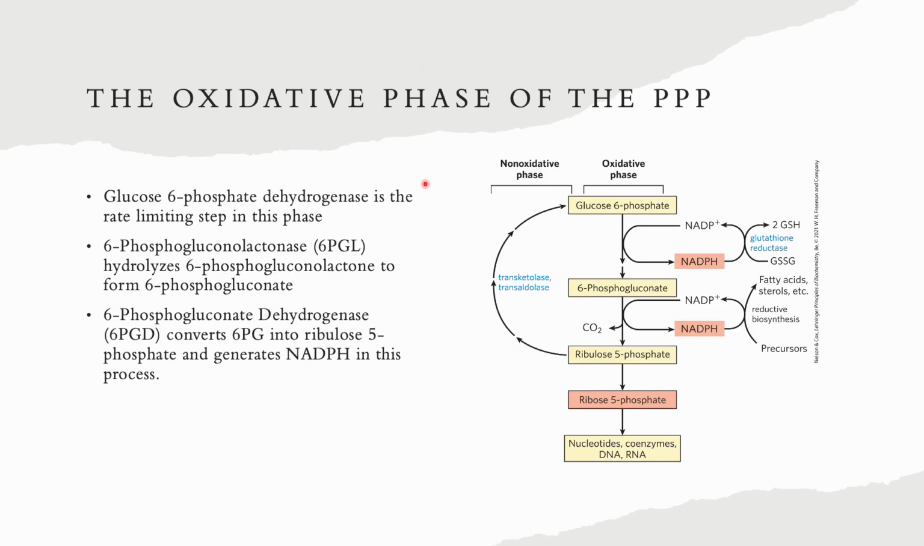So the oxidative phase of the PPP. Glucose 6-phosphate dehydrogenase is a rate-limiting step in this phase. It controls the flow of glucose 6-phosphate into the pathway. It also catalyzes the conversion of G6P to 6-phosphoglucono-lactone, producing NADPH. And you can see how it goes on further down the line in this diagram from the textbook in chapter 14.